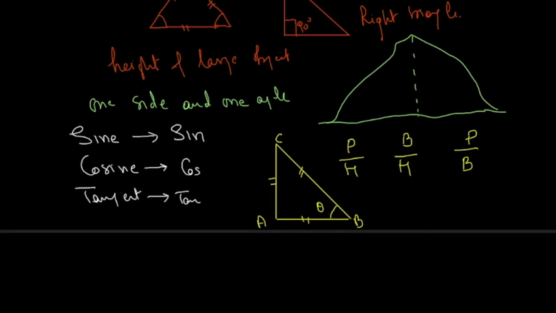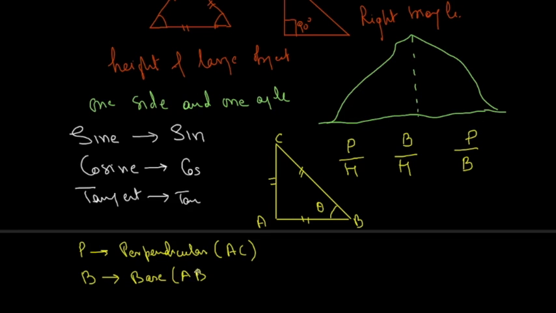this P stands for perpendicular, which in our example is AC. This B, Badri, stands for base, which in our example is AB, and H stands for, correct, hypotenuse.